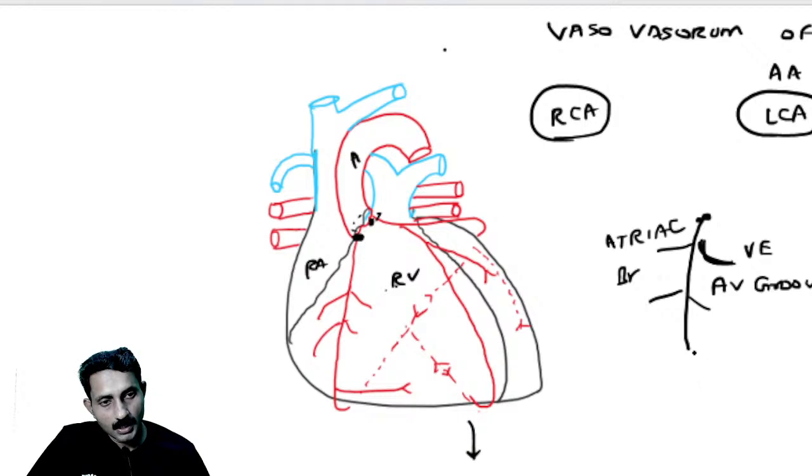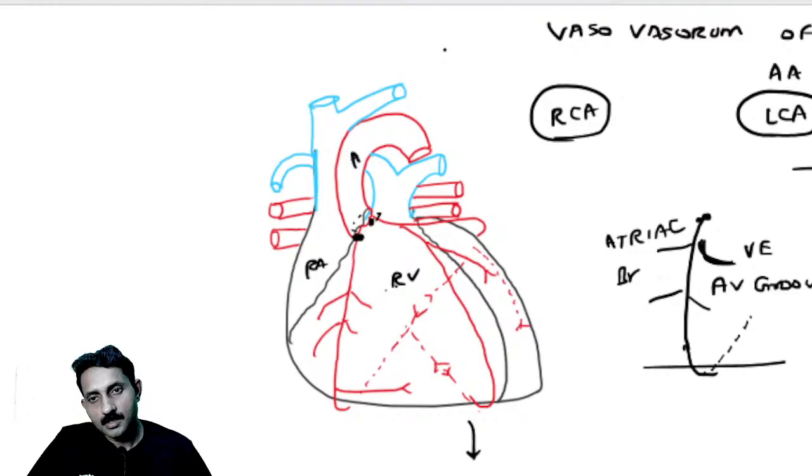After that, what will it do? It will go and reach the inferior border of the heart. The border which is present here is called the inferior border. Then it will go behind. So this is the anterior part of the AV groove, then we have the posterior part of the AV groove. It will go behind and anastomose with the branch of the left circumflex artery. This is called the circumflex artery.